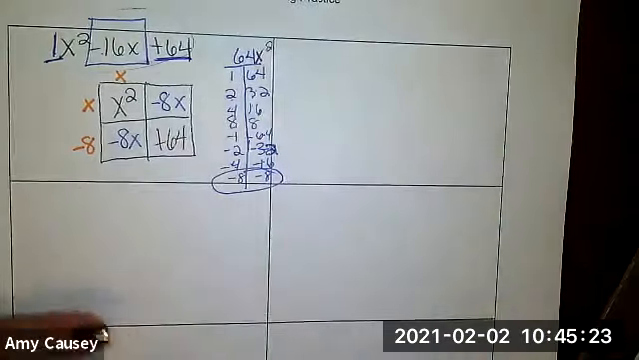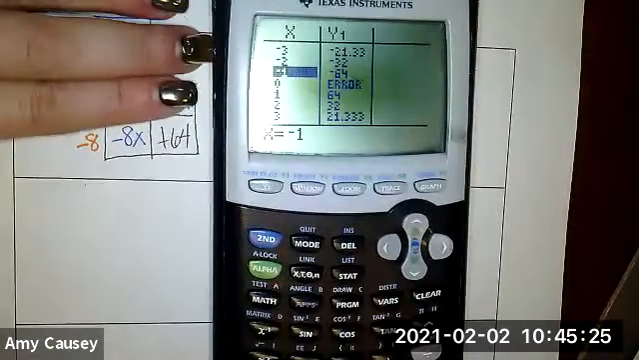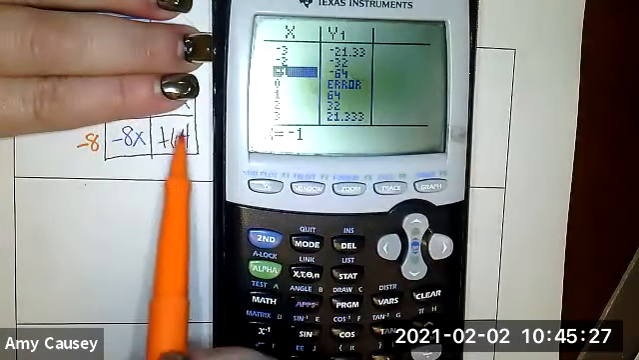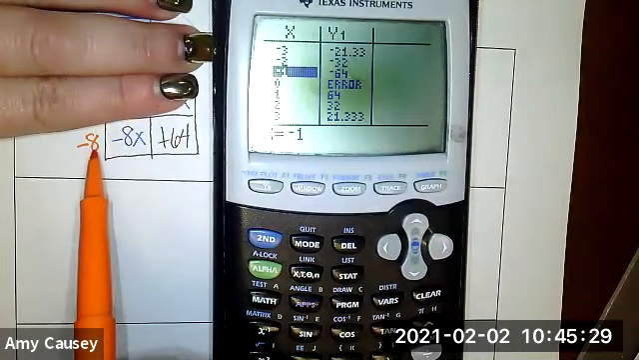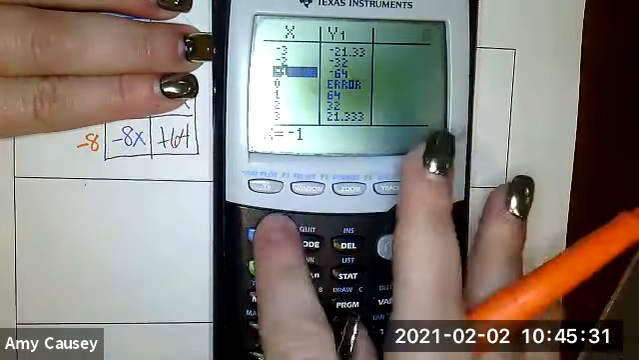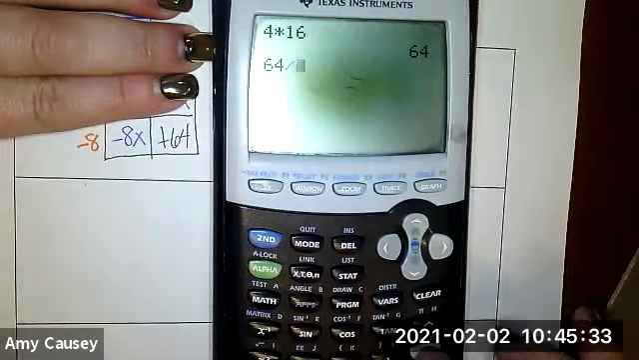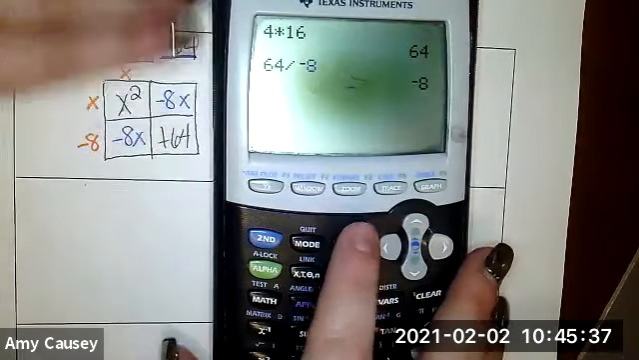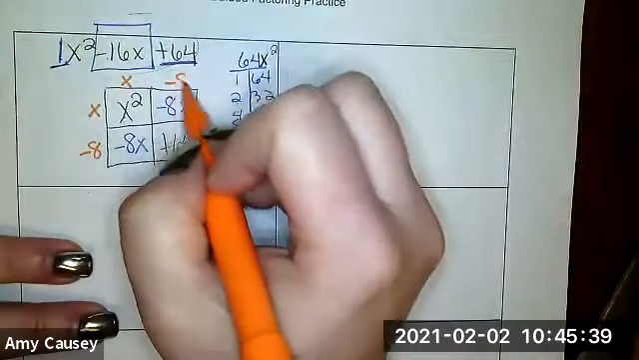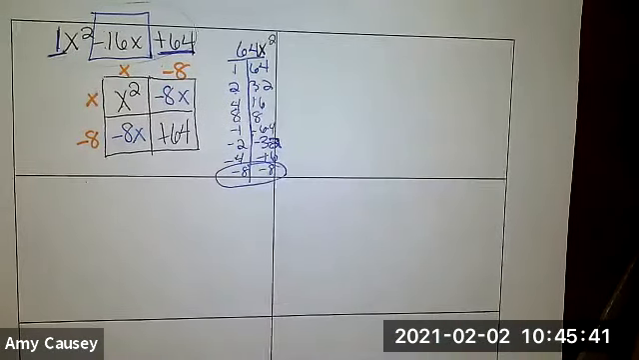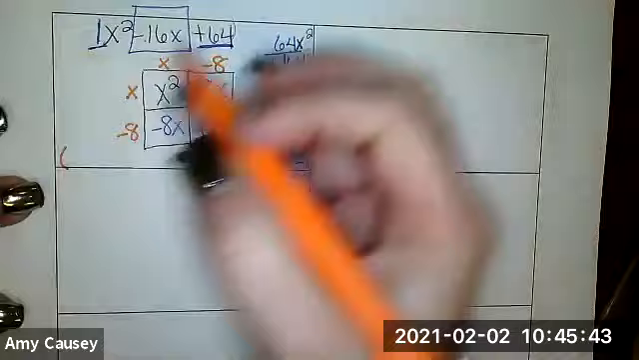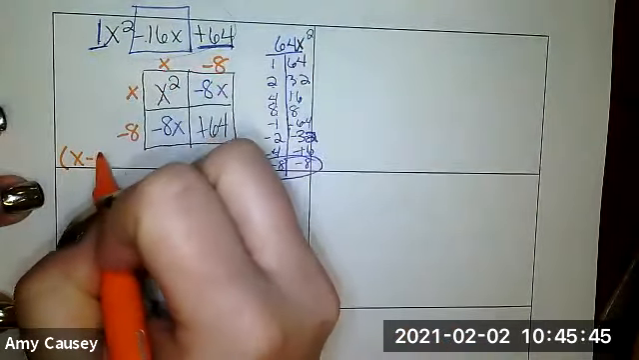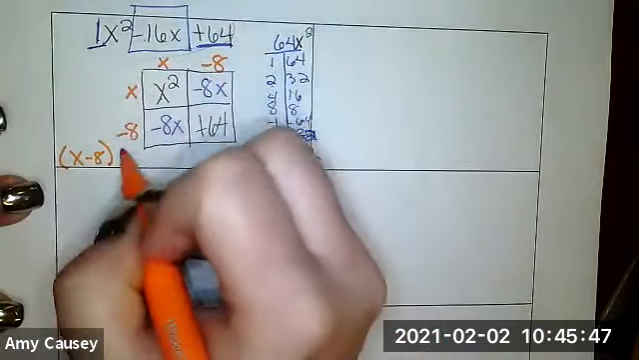Another way that you can work with these numbers here is go back to what you learned in division. You can divide the inside by the outside. So I can do 64 divided by -8. And that will also tell me my top number. So it looks like my factors are x minus 8 and x minus 8.